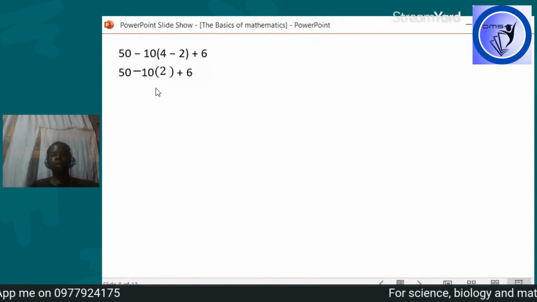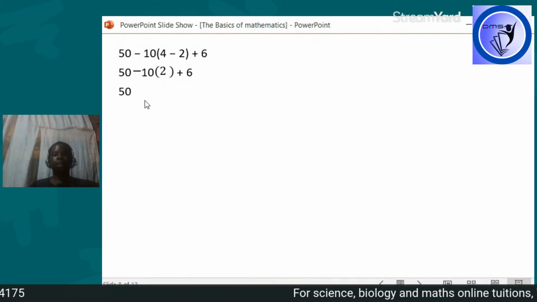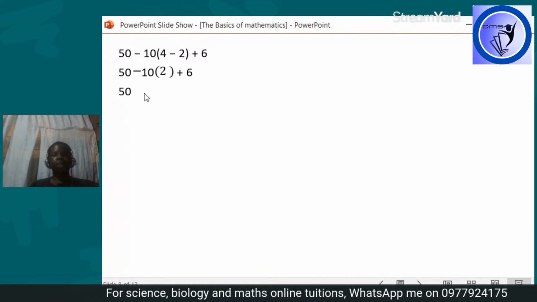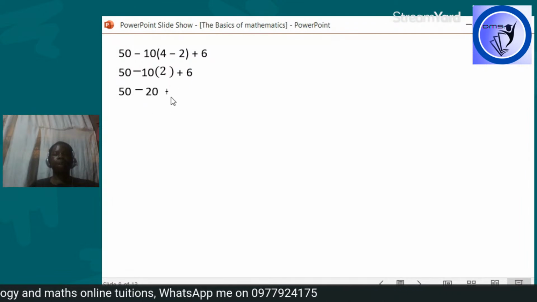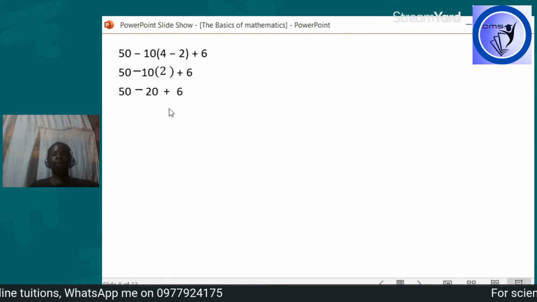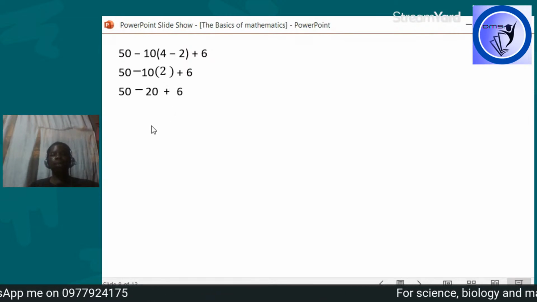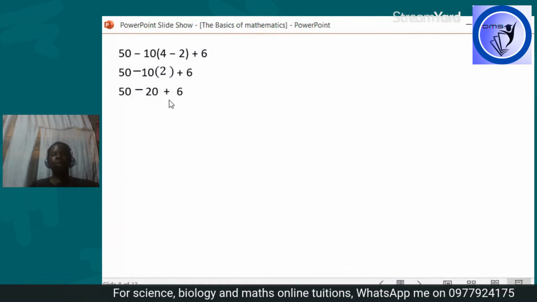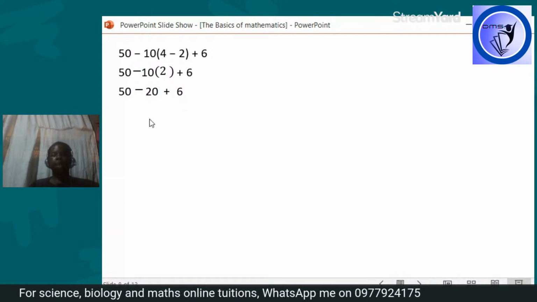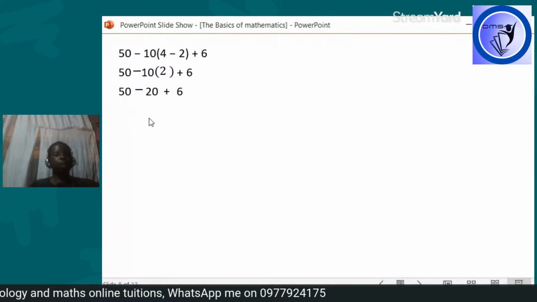After doing that, we are going to do multiplication, BODMAS. Multiplication will follow. So we'll say 50. Then what we are going to do is to multiply negative 10 and 2, which will give us negative 20. Then we'll say plus 6. All right. Then from here, either we follow this 50 minus 20 or minus 20 plus 6. It does not matter whichever way we go.